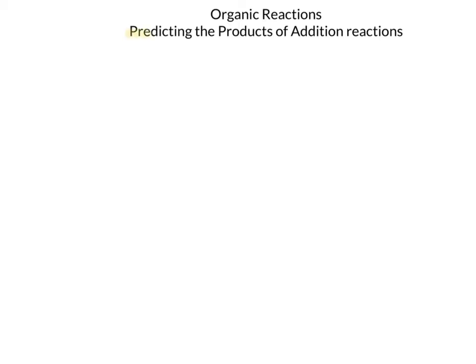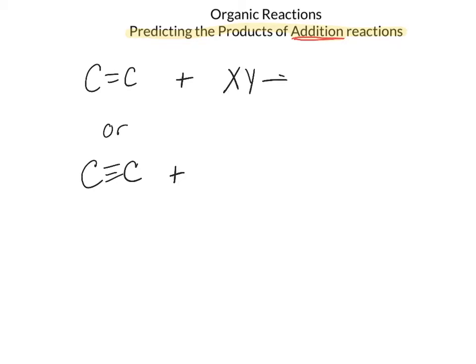Now let's look at how we can predict the products of addition reactions. To start off with, we need to remember that the reactants will be alkenes or alkynes, and that they will give us different products. When we do an addition reaction, we know that whatever we're adding is going to add across the double bond. That means that we will be removing the multiple bonds, the double bond or the triple bond, and we'll be replacing it with a bond to either hydrogen or halogen or possibly water.